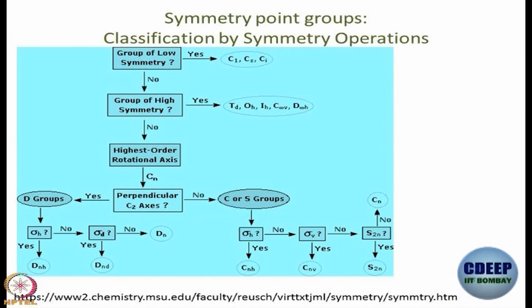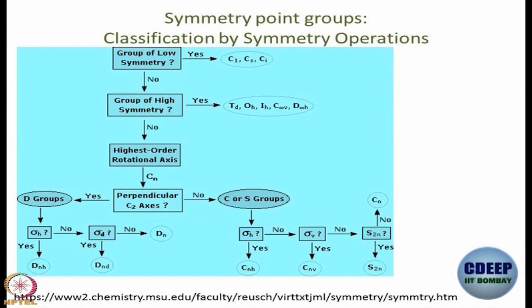On the other hand, if you do not have a C2 axis, then it is going to be either C or S. In the same way, you look for sigma H. If it is there, you call it CNH. Otherwise, look for sigma V. If sigma V is there, call it CNV. If nothing is there, this is where I get confused. So, I hope that at least one or two of you also get confused to keep me company.